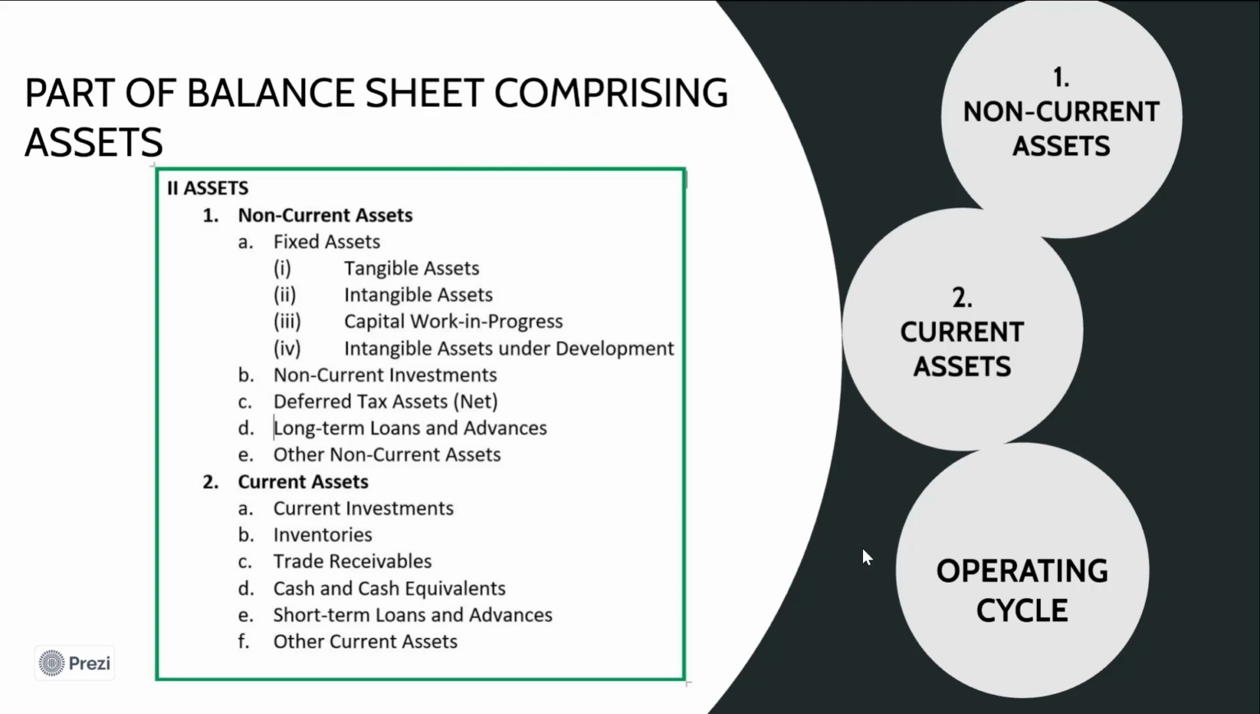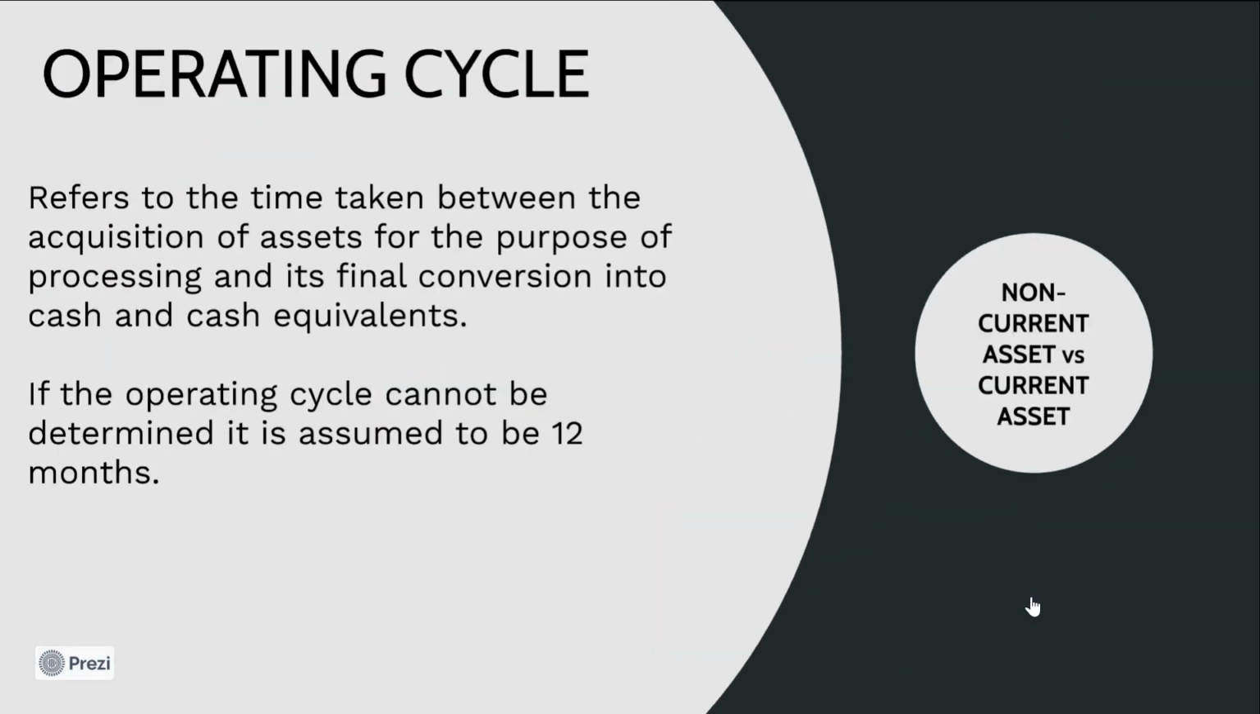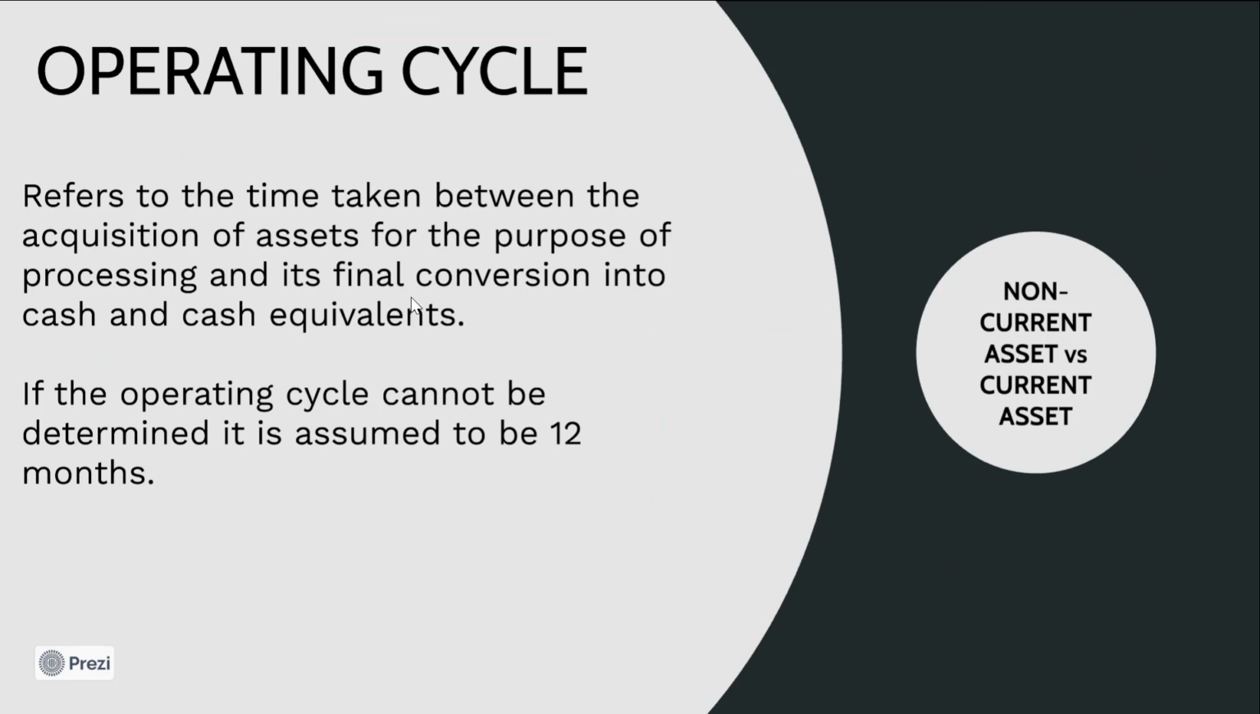Now, before we go on to non-current assets and current assets, let's revise what an operating cycle is, and also we will see the relationship which operating cycle has to non-current assets and current assets. So as we've earlier seen, operating cycle refers to the time taken between the acquisition of assets for the purpose of processing and its final conversion into cash and cash equivalents. And if the operating cycle cannot be determined, it is assumed to be 12 months.